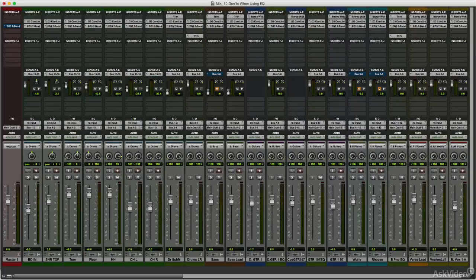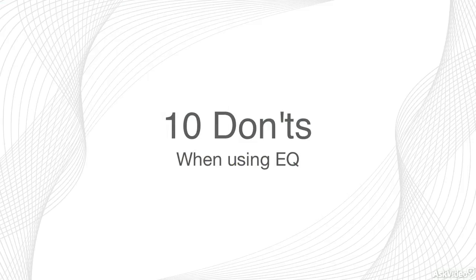So, with that brief rundown out of the way, let's start taking a look at some of those things to watch out for when using EQ to shape the sound of a recording in a mix.